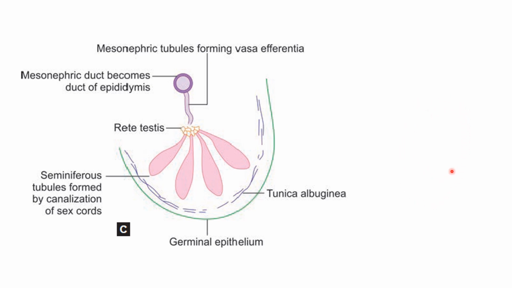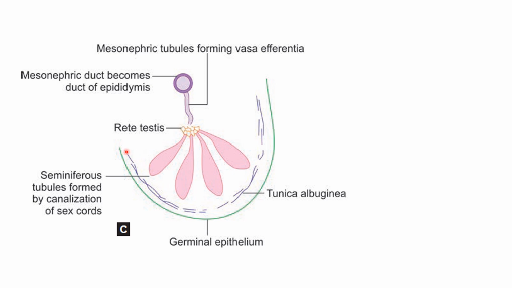Now, in between the seminiferous tubules, we will have the interstitial cells. These cells are derived from sex cords that are not canalized. Some of these interstitial cells are also derived from the surrounding mesenchyme.